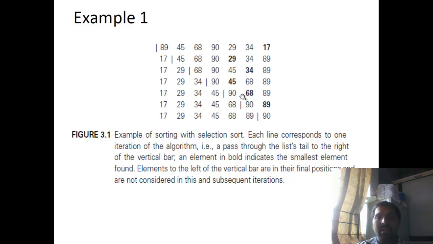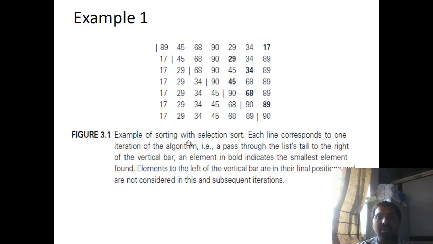Then remaining 90, 68, 89. So again we need to identify the smallest element, that is 68 here. 68 is the smallest, swap with 90. Then we have the two more elements, 90 and 89. So the smallest element is 89. We can exchange these two.